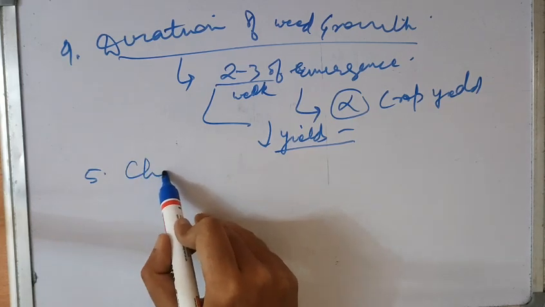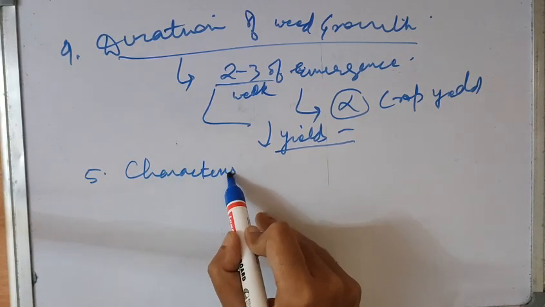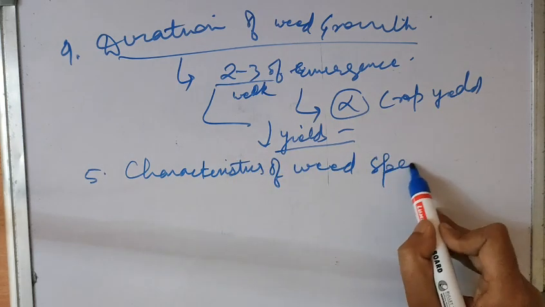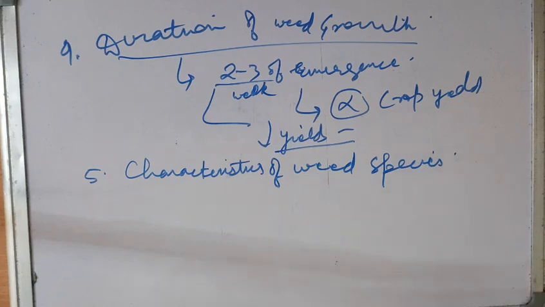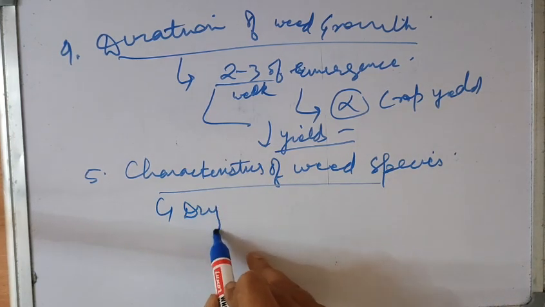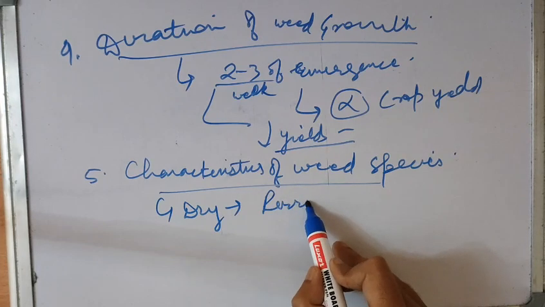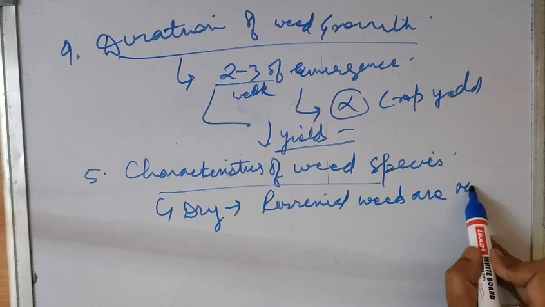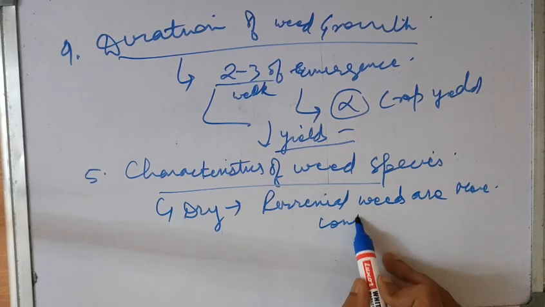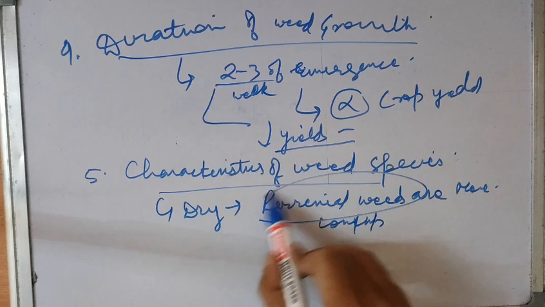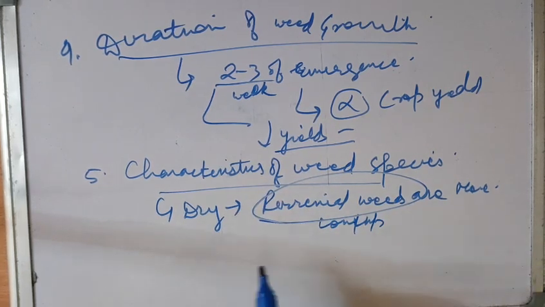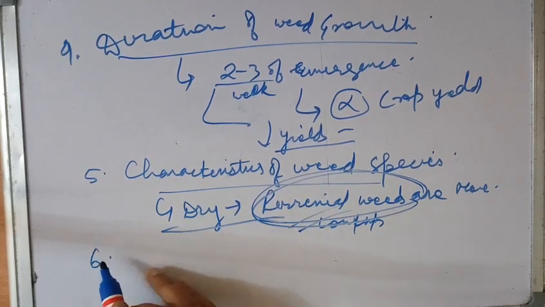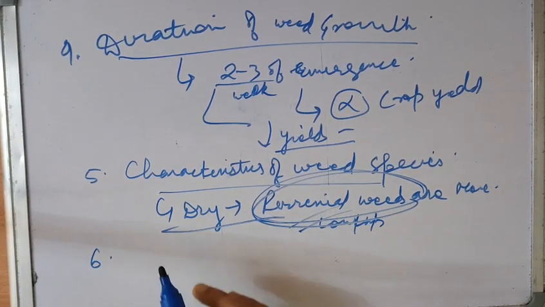Number 5. Characteristics of weed species. In dry areas, perennial weeds are more competitive than annual weeds because they are settled before and the crops have not yet settled. So the perennial weeds in dry areas become very harmful and very difficult to control.